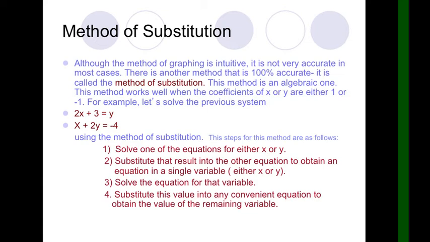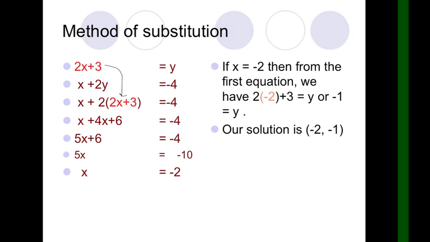This method is an algebraic one. It works well when the coefficient of x or y is either 1 or negative 1. For example, let's solve the previous system. We have 2x plus 3 equals y and x plus 2y is equal to negative 4. The steps for this method are as follows. First, solve for either x or y in one of the equations. Second, substitute the result into the other equation to obtain an equation in a single variable. Solve that equation for the variable, and substitute this value into any convenient equation to obtain the value of the remaining variable.